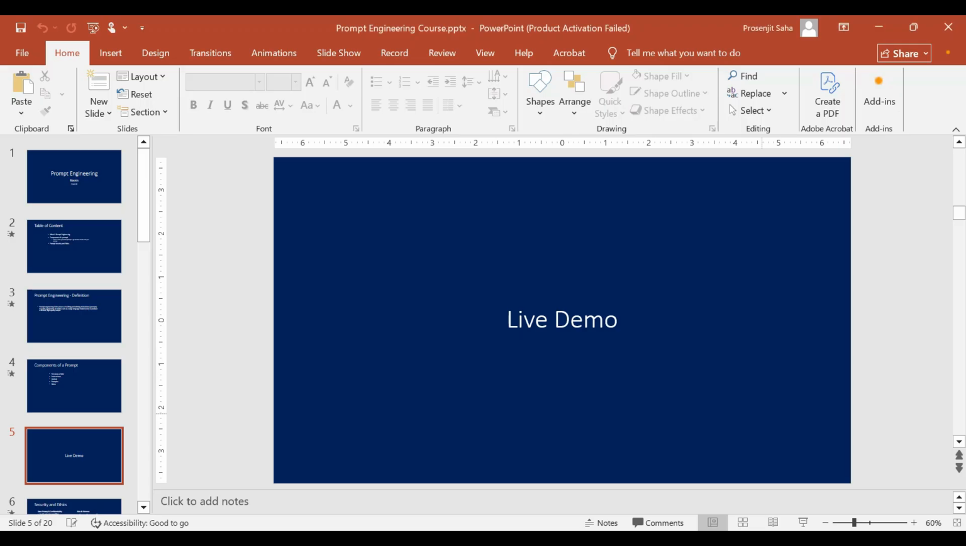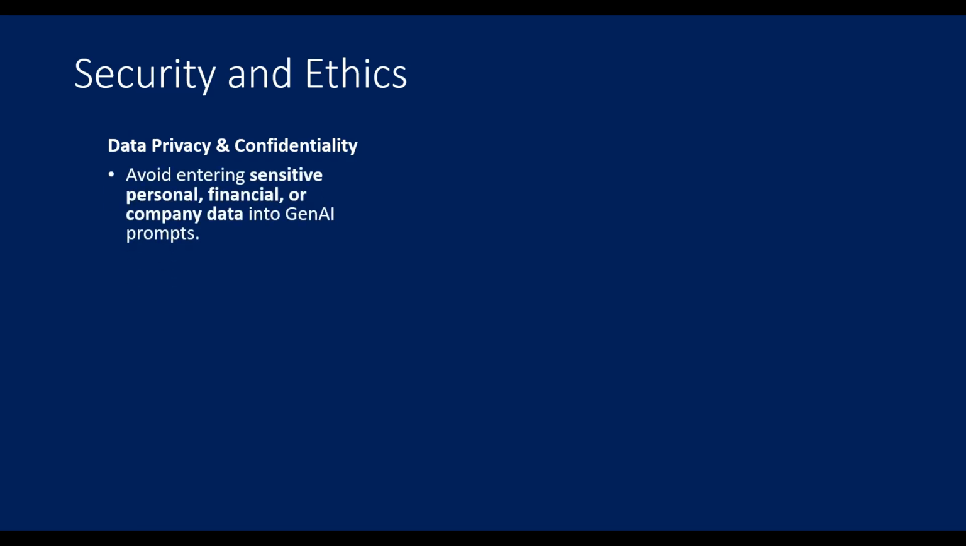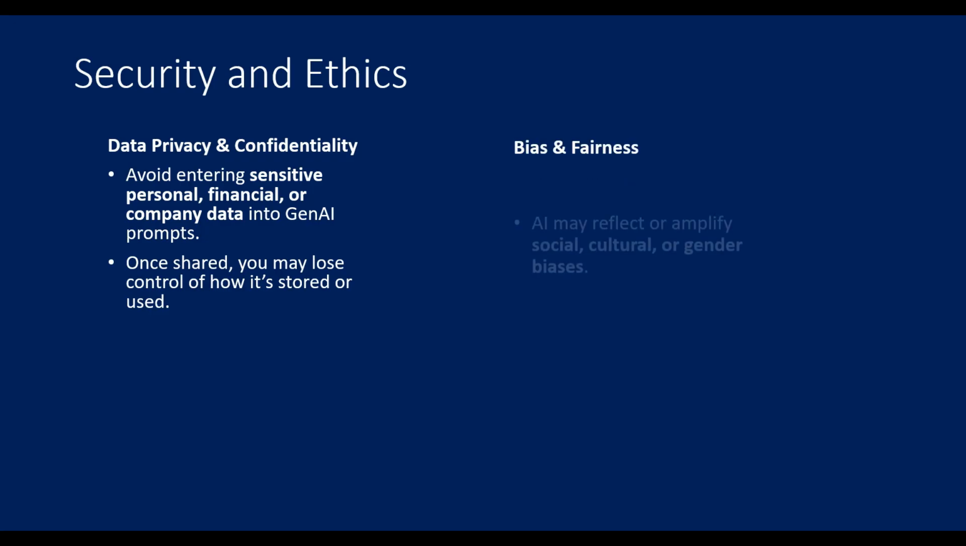Okay, now let's quickly see the security and ethics part. Why is this very, very important? You must know this so that you don't get into trouble while using any AI platform. Data privacy and confidentiality are very important. Do not share your private information, financial information or company data, because once you share it you have no control over how this data is going to be used.